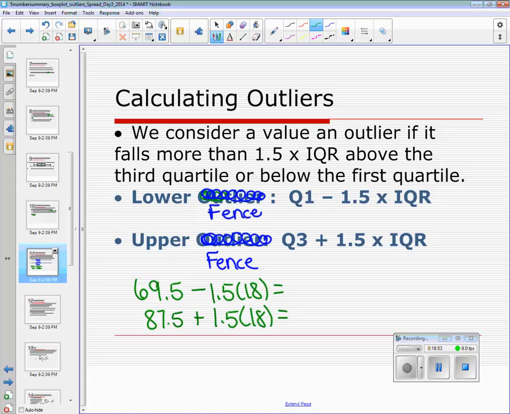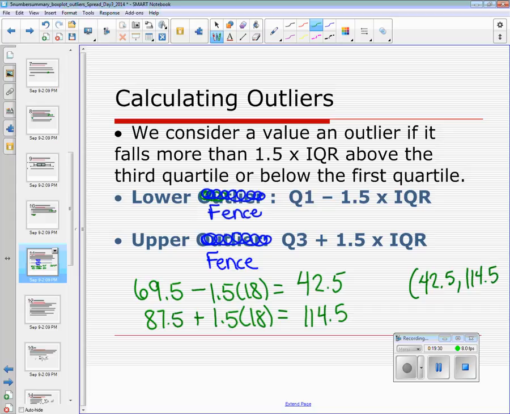You guys have the calculators. You tell me what the two fences are. The good news is your graphing calculators do order of operations automatically, so if you just typed it in, it should be okay. We should get like 42.5 maybe? Is that right? So I have 42.5 as my lower fence, and 114.5 as my upper fence. Sometimes we write it like this.